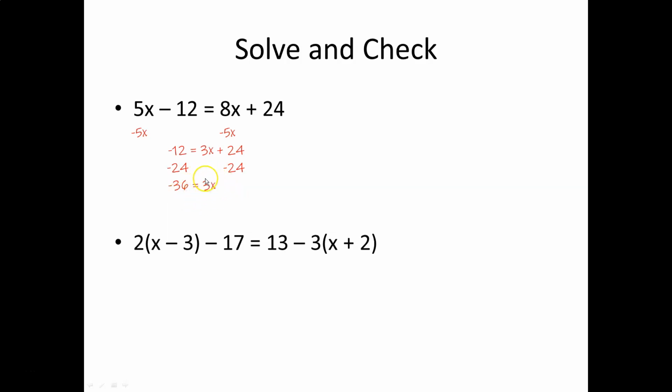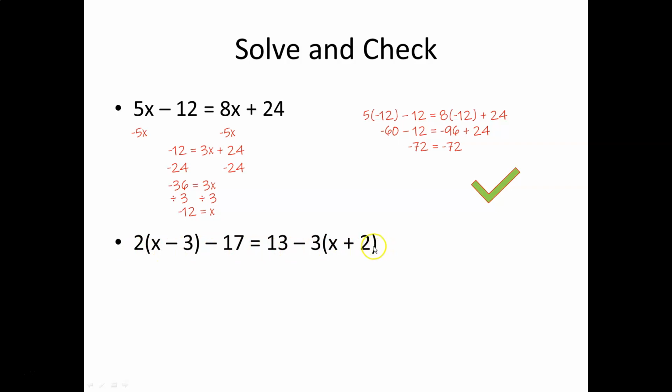We have a 3 multiplied with our x. So we're going to divide by 3. We get negative 12 equals x. Plug that negative 12 back into both x's. And we're just going to follow the order of operations. We get negative 72 equals negative 72. That's correct. Wonderful. Oh my golly, this looks like a mess.